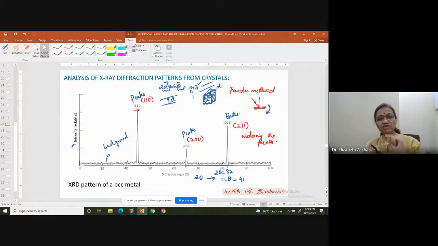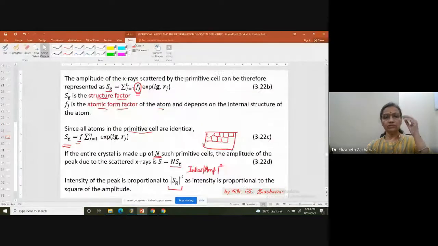And look at the peaks here. See the peaks? 110, 200, 211. They are all corresponding to H plus K plus L or M1 plus M2 plus M3 corresponding to even. Are you able to see that, guys? Yes, ma'am. So now we will do the same.